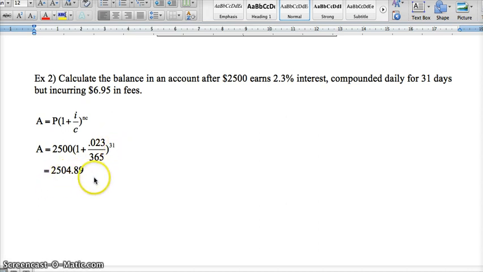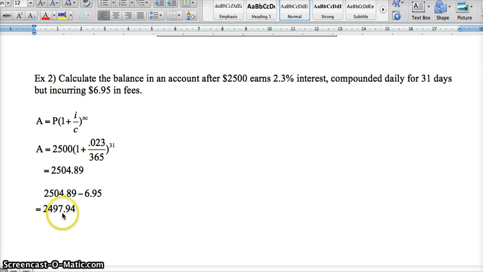So when we plug that into the calculator, you should get 2504.89. Then don't forget that we need to subtract our $6.95 in fees. So we can see now when we subtract our $6.95, we end up having a balance of $2,497.94. So though we earned interest in those 31 days, we still have our $6.95 in fees. Okay, so we can see that we decreased by just over $2.